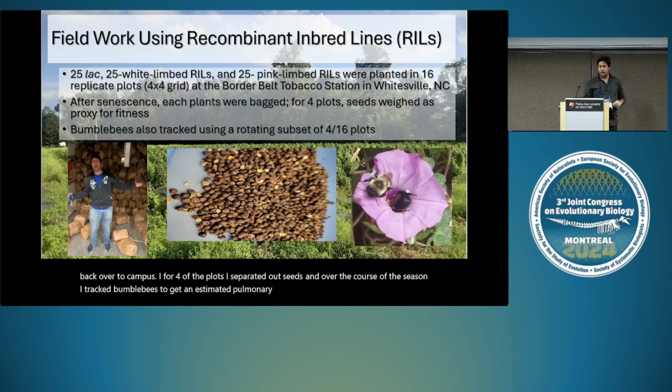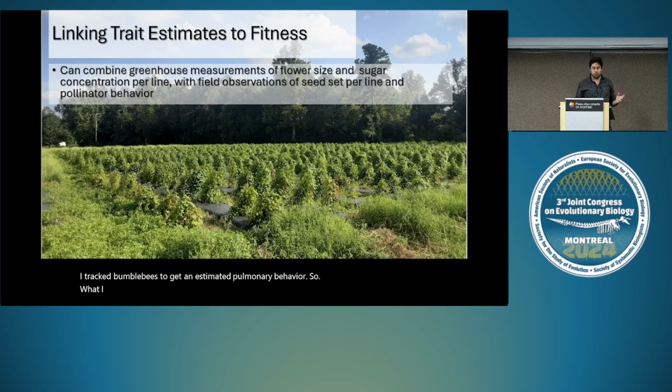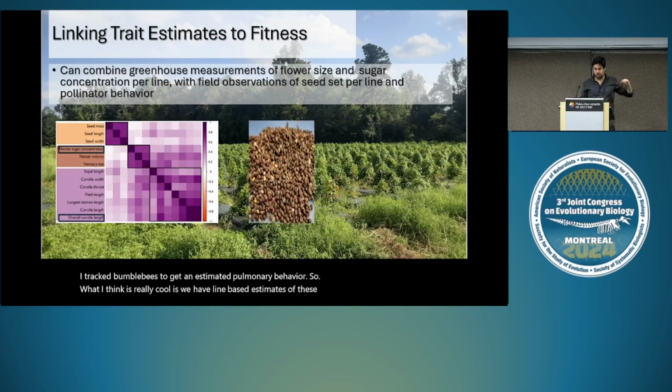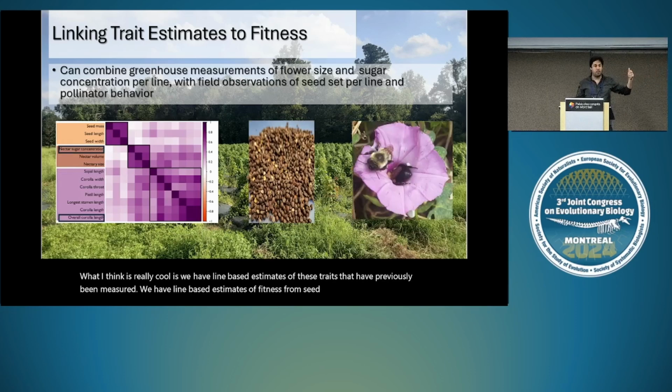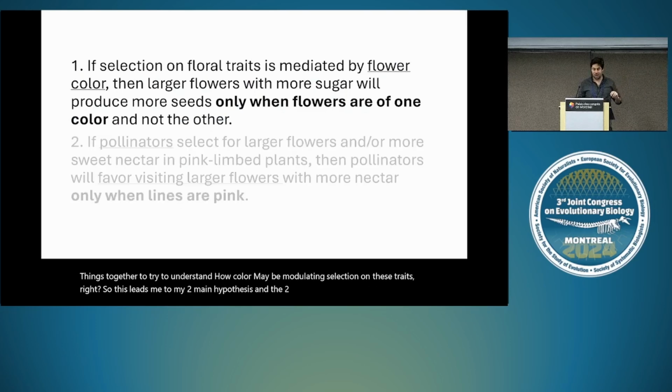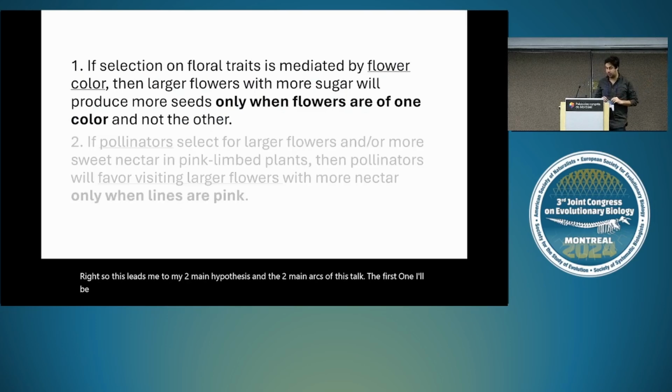And what I think is really cool is we have line-based estimates of these traits that have previously been measured. We have line-based estimates of fitness from seed weight from the field. And we have line-based estimates of pollinator behavior. And we can try to link all three of these things together to understand how color may be modulating selection on these traits, right? So this leads me to my two main hypotheses and the two main arcs of this talk. The first one I'll be talking about is a pretty simple question.